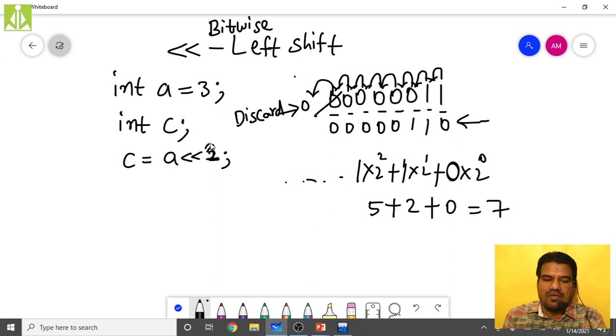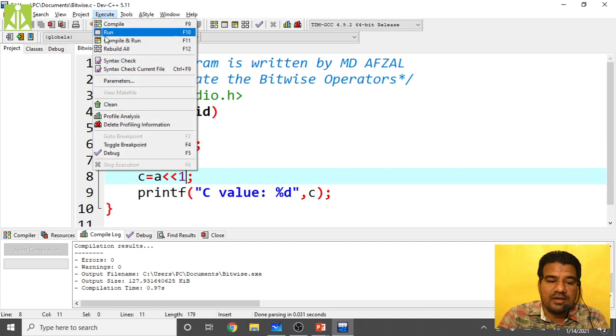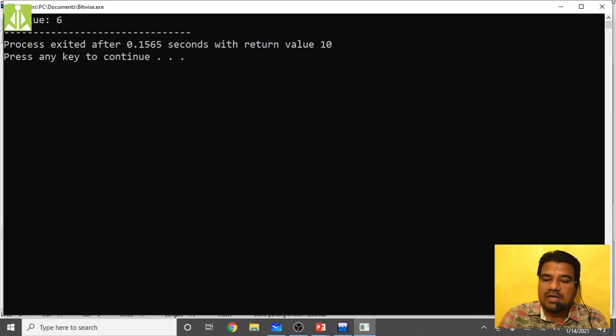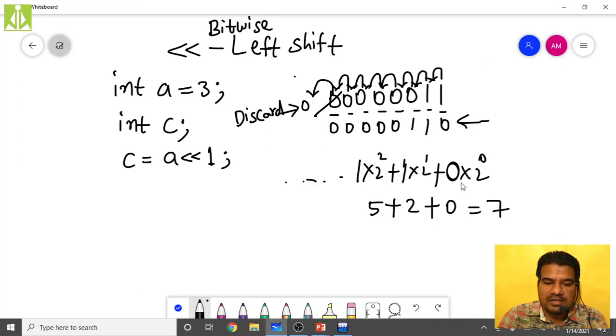Simply remove this one and consider only one time we are performing, and we need to see the result. So here you put only 1 and see the result. Print the value of C and see the result you will get. So in our case we got 7, and here we are getting 6. Maybe there is some issue with that.